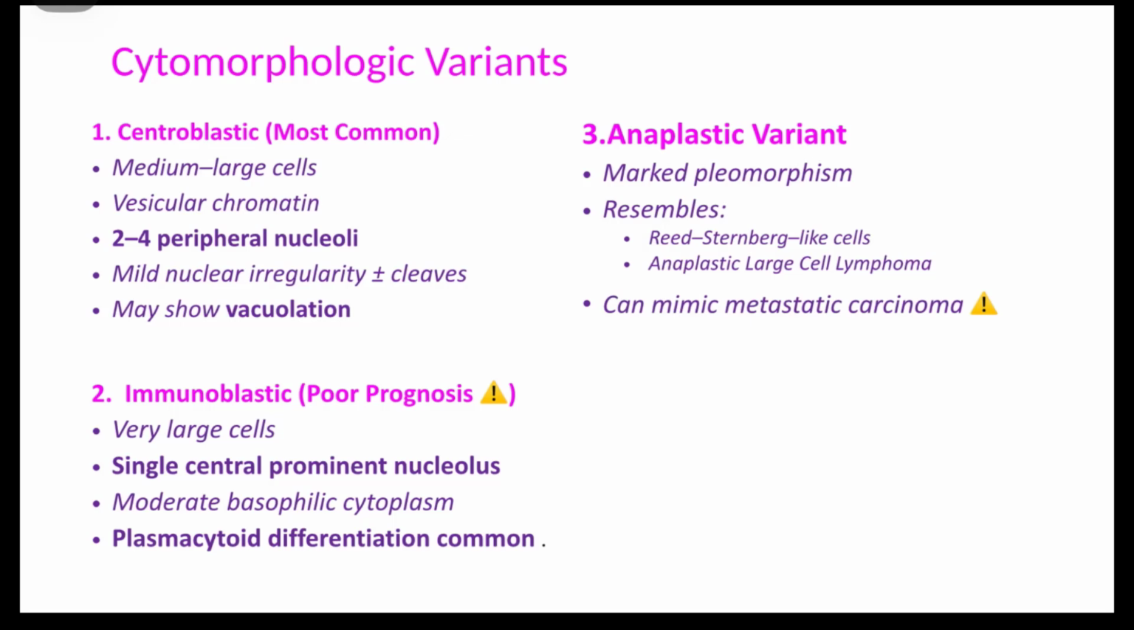Second is immunoblastic, which has very poor prognosis. It shows very large cells, prominent centrally placed nucleolus, basophilic cytoplasm and plasmacytoid differentiation. Third is anaplastic, as the name suggests, it shows marked pleomorphism. It may resemble Reed-Sternberg like cells or anaplastic large cell lymphoma, and sometimes it can mimic metastatic carcinoma.